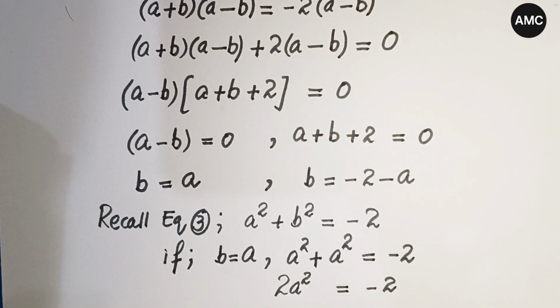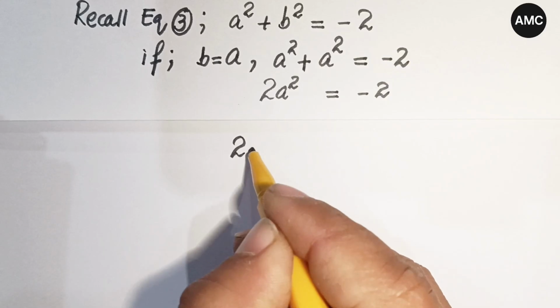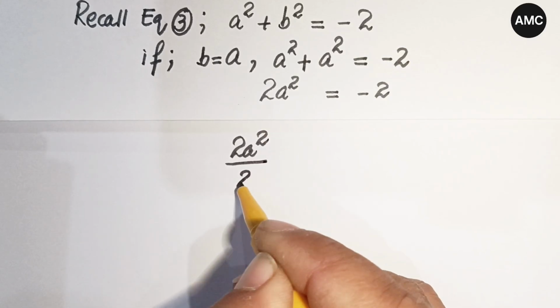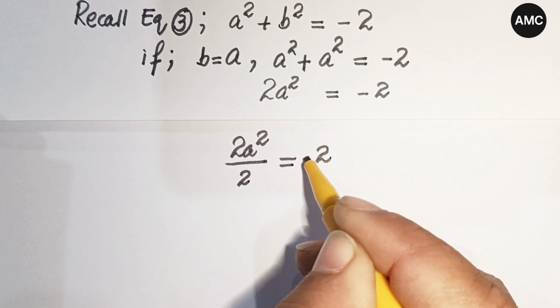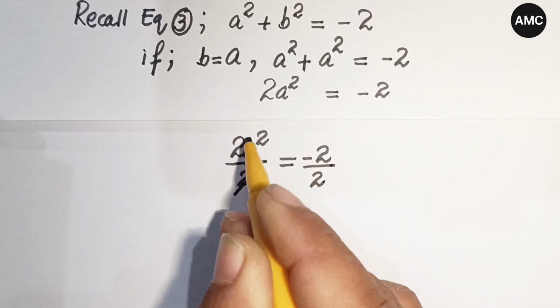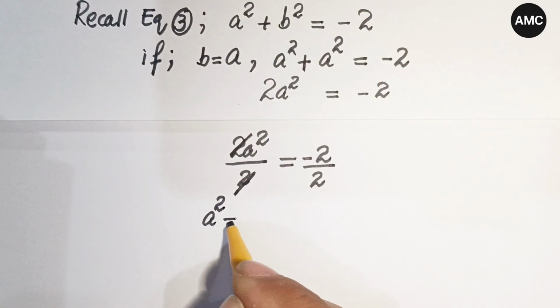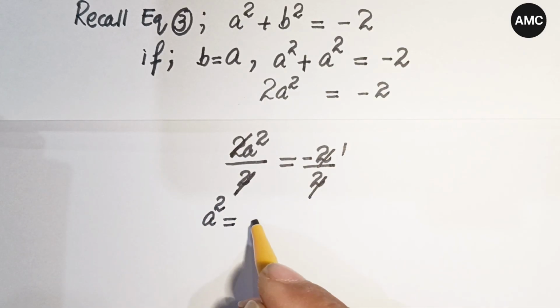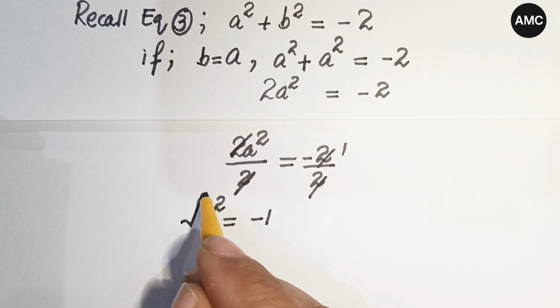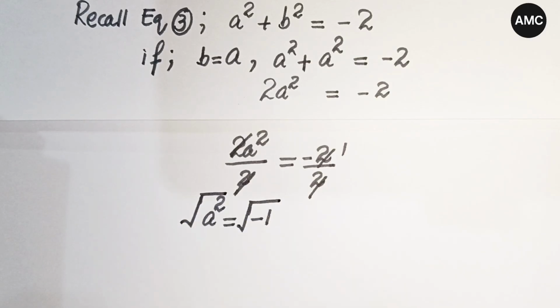Now our next step will be to divide by 2 on both sides, on our left hand side and similarly on our right hand side. So this 2 is cancelled out with 2, we get a squared is equal to, this 2 is cancelled with 2, we have minus 1. Now as we have to find the value of a, taking the square root on both sides, this square is cancelled with the square root, we have a is equal to plus minus the square root of minus 1, which is equal to i. So we have a is equal to plus minus i.